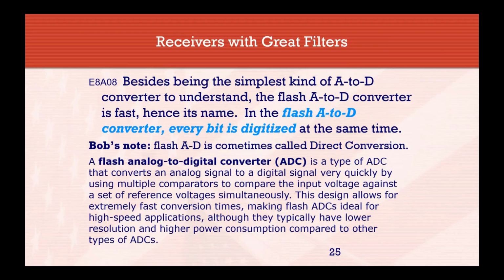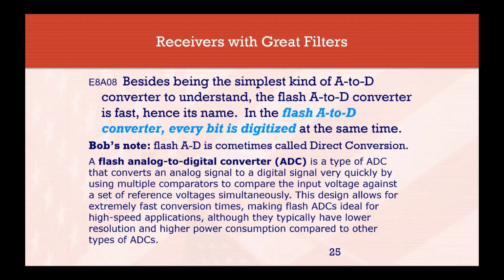Besides being the simplest kind of analog to digital converter to understand, the flash analog to digital converter is fast. That's where it gets its name, flash A to D. Every bit is digitized simultaneously, as opposed to digitizing one bit at a time. Flash AD, sometimes called direct conversion. There was a definition that I basically copied off of the internet. Type of ADC that converts analog signal to a digital signal very quickly by using multiple comparators to compare the input voltage against a set of reference voltages, their lookup voltages.